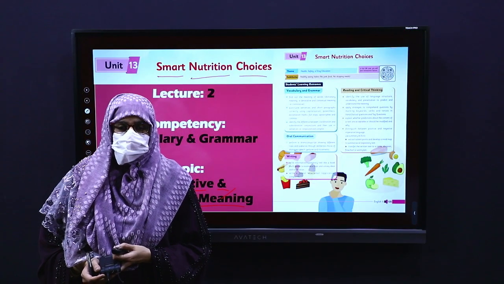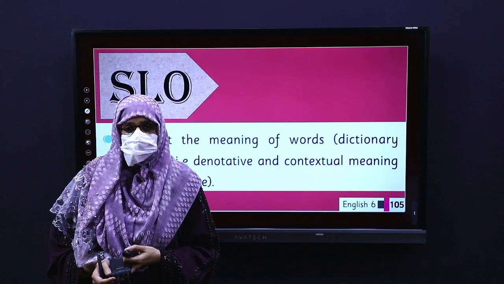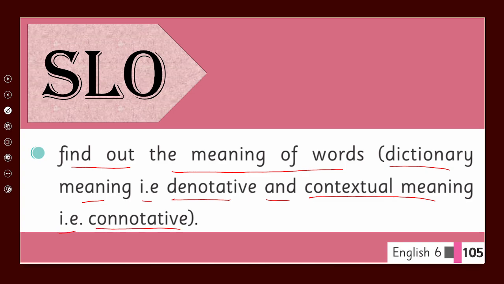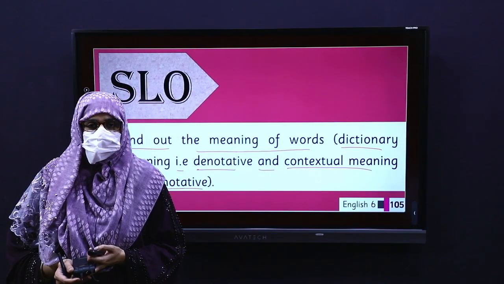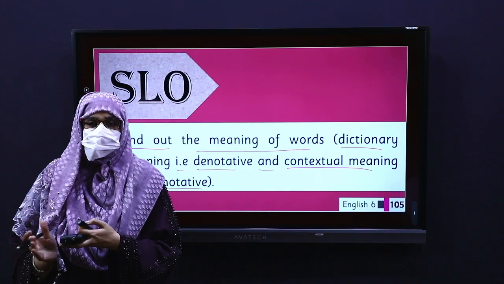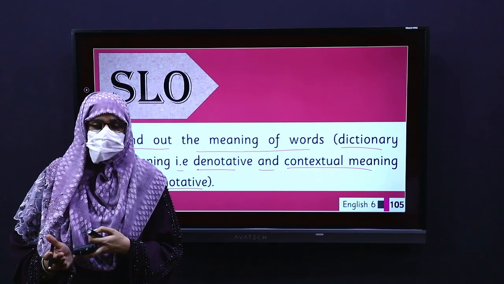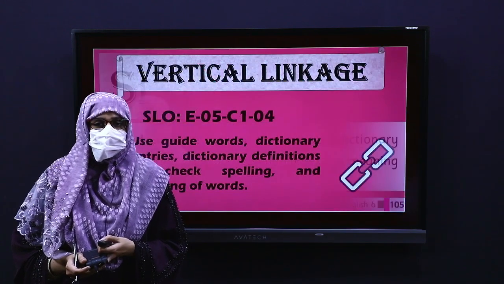Let's learn about it. But before jumping onto the topic, let's have a look at the SLO first. Find out the meaning of words. Dictionary meaning, that is denotative, and contextual meaning, that is the connotative meaning. So, according to the SLO, we are going to understand and learn about two different meanings of a word. The denotative meaning, which is also called the literal meaning, and the connotative meaning, which is also called the contextual meaning of a word.